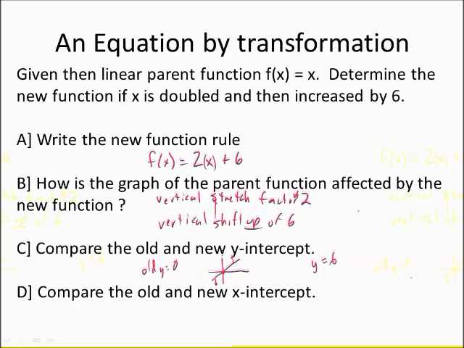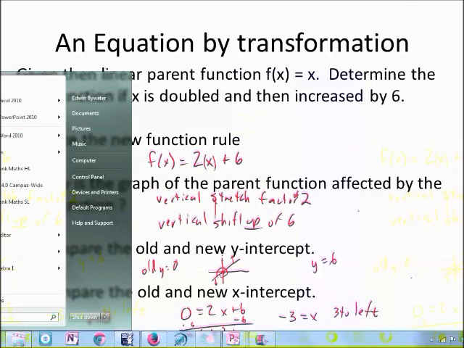Now compare the old and new x-intercept. While the original x-intercept was 0, what's the new x-intercept? Well, we're going to find out. To get the x-intercept, I'm going to make y equals 0. So 0 equals 2x plus 6. You solve by subtracting 6, and so you get negative 6 equals 2x. Divide both sides by 2. You get negative 3 equals x. So it was at x equals 0 because that's where the x-intercept usually is for the parent function. It's been shifted 3 to the left. And so we've been able to create a rule which allowed us to then talk about these different things.